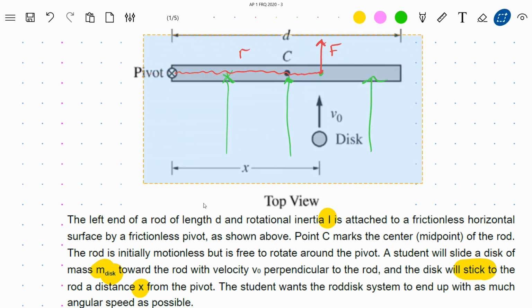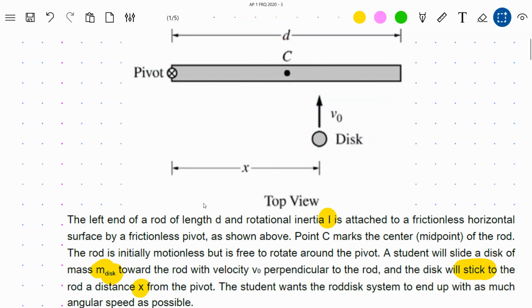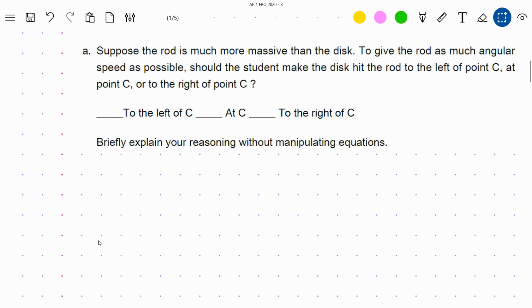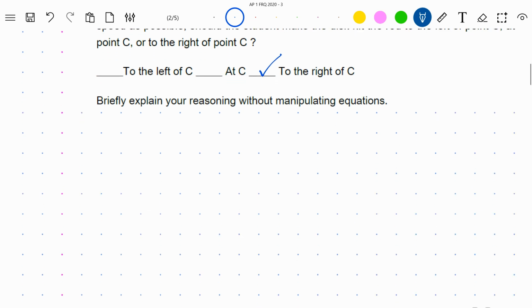All right, so I think I'm ready to commit to my answer to that question. Just to return down below here, I'm going to say that we should be aiming to have this impact happen to the right of C. And as far as an explanation goes, we could describe this in terms of the angular momentum, but I think it'd probably just be easier to answer it in terms of torque. And doing so, I might write up something like this.